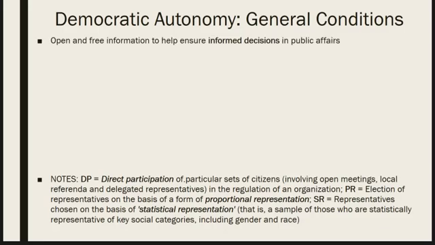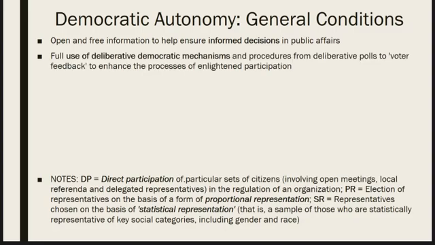The first one is we need to have open and free information, whether this comes through education or free press or open access to the internet. We need to make sure that people have access to high quality information that will help them to make informed decisions. We also need to make sure that the tools are available to ensure that people are fully able to participate in public affairs. So we need to have these deliberative democratic mechanisms and procedures for these things to work.